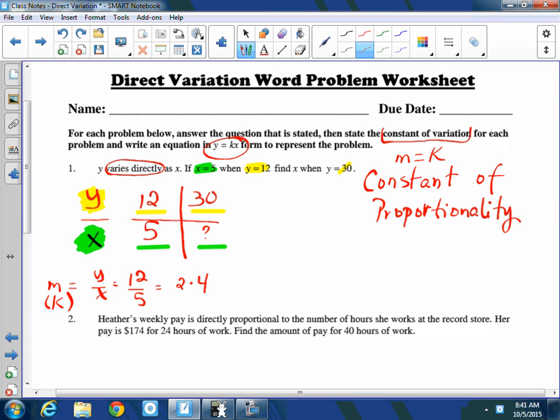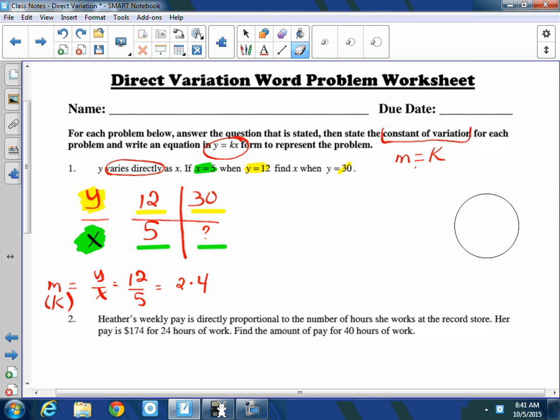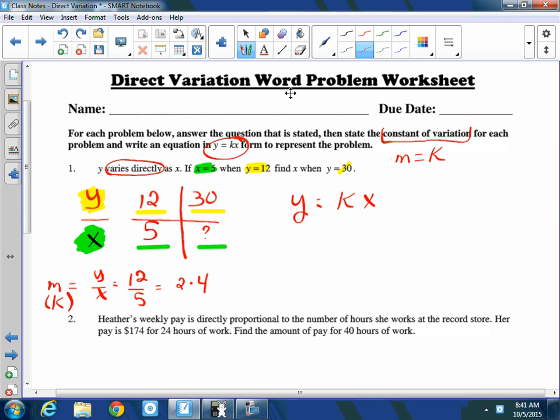Now I can go to the equation and plug in, but I'm going to show you an easier way to do this. You can do all this, that's okay. I'm going to go to my equation, which is y equals kx, right? What am I looking for? X. So let's plug in. What's y? 30. I already used the 12 and the 5, right? So 30 equals what's K? 2.4. Can we solve that? Heck yeah.